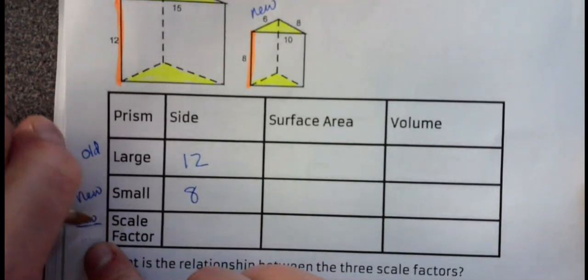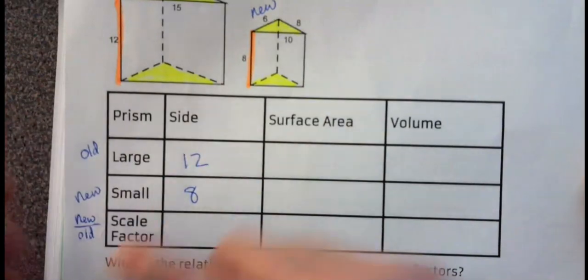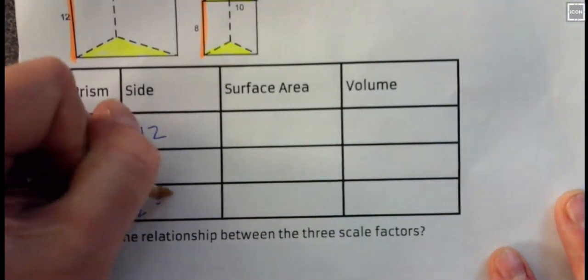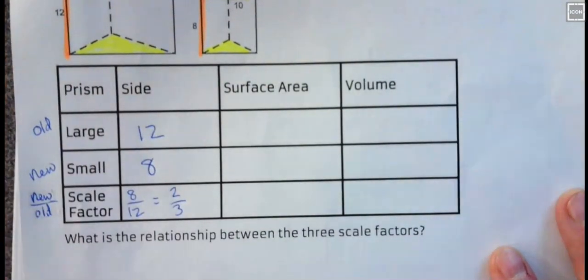So, new over old. New versus old, 8 over 12. We simplify that to 2/3. Great. Now we have, this is our scale factor.